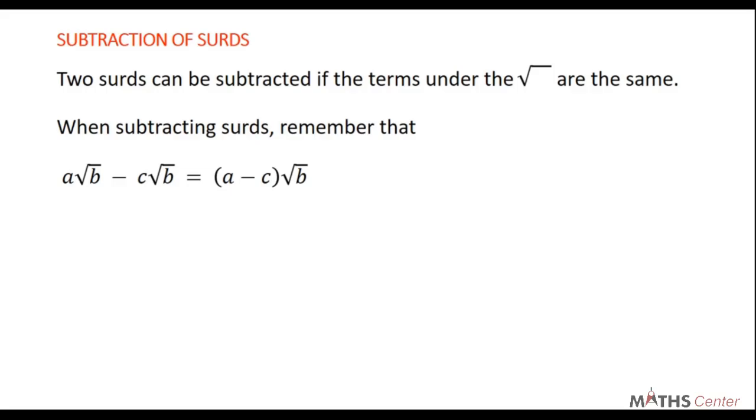Subtraction of surds. Just as it is for addition, two surds can be subtracted only if the terms under the square root sign are the same. So as we can see from this example here, if you have a root b minus c root b, you subtract the terms in front of the square root sign. So you are going to have a minus c, then you pick one of them, root b. So before you can subtract, make sure that the numbers under the square root signs are the same. So here we have square root of b, we have square root of b, so you can subtract c from a.